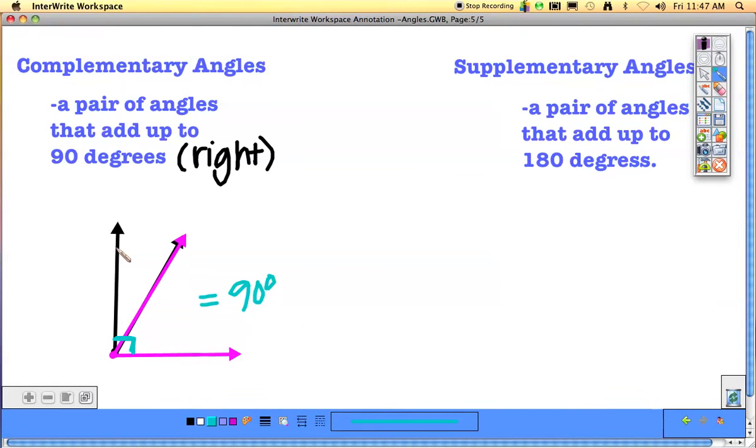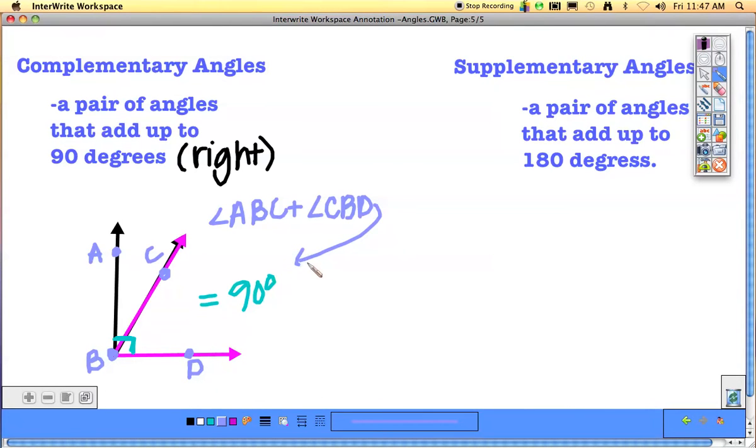If I had points on here, then I could say that together, let's say this is A, the vertex for both is B, C, and then D. I could say that, okay, angle ABC, remember the vertex has to be in the middle, plus angle CBD equal 90 degrees. So we would call those complementary angles.